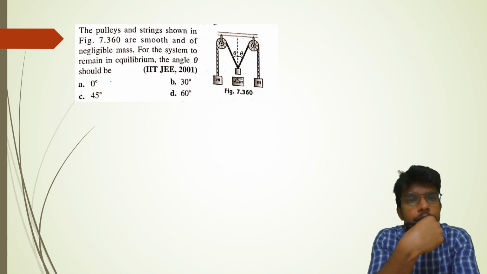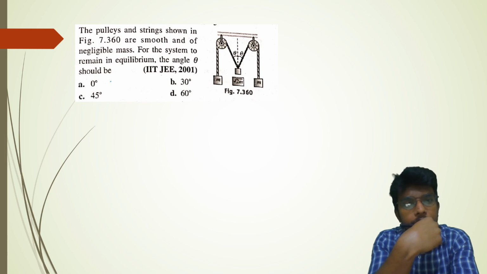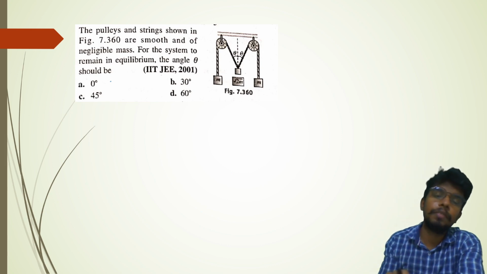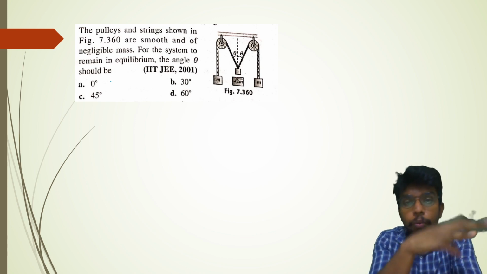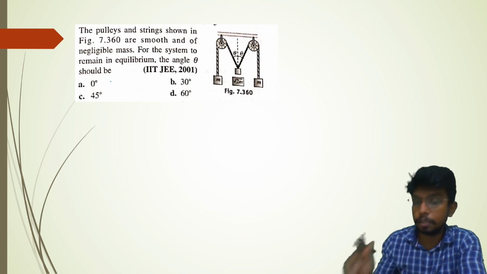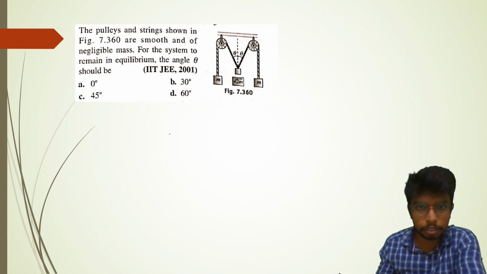The pulleys and strings shown in this figure are smooth. Smooth means there's no friction, and they are of negligible mass. The pulleys have no mass and the string also doesn't have any mass. For the system to remain in equilibrium, the angle theta should be, okay, they want the particular system to be in equilibrium. That means there shouldn't be any motion at all of any object.